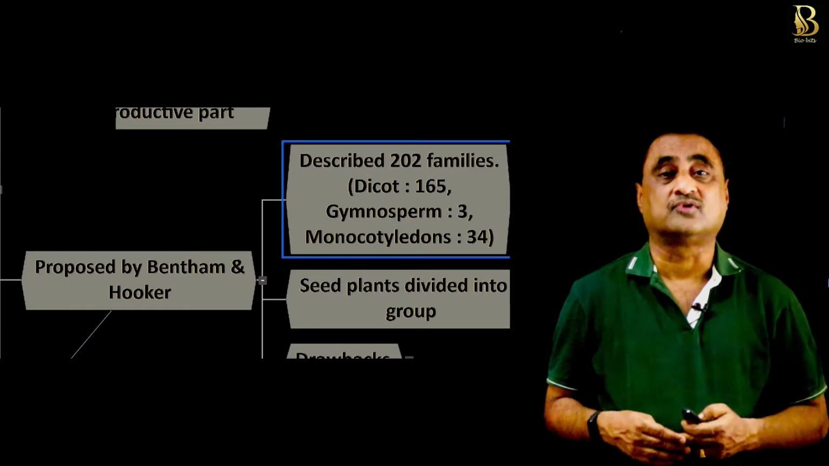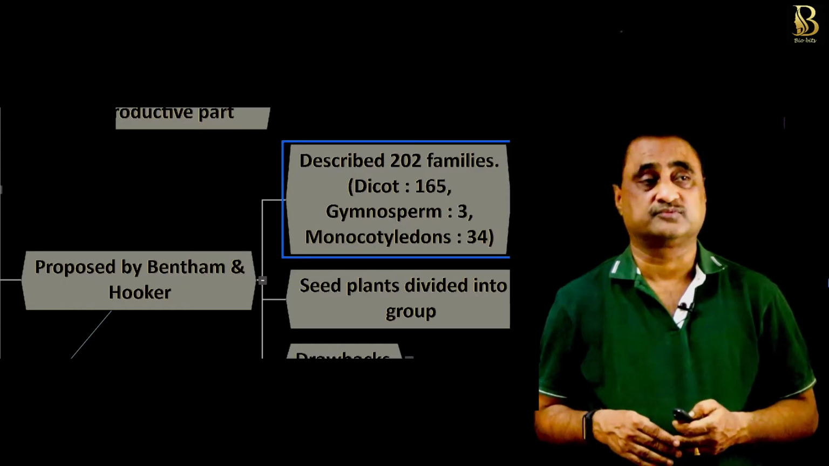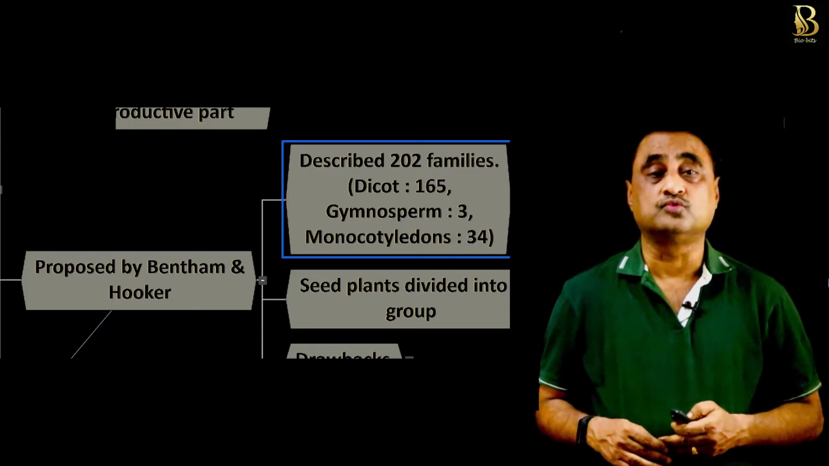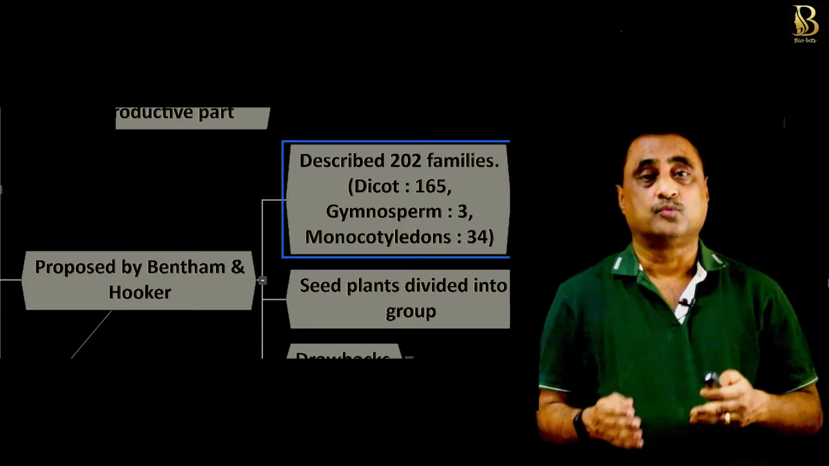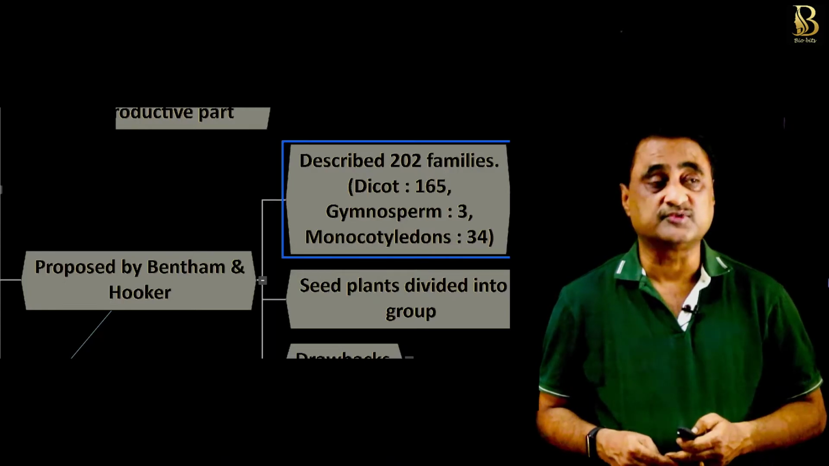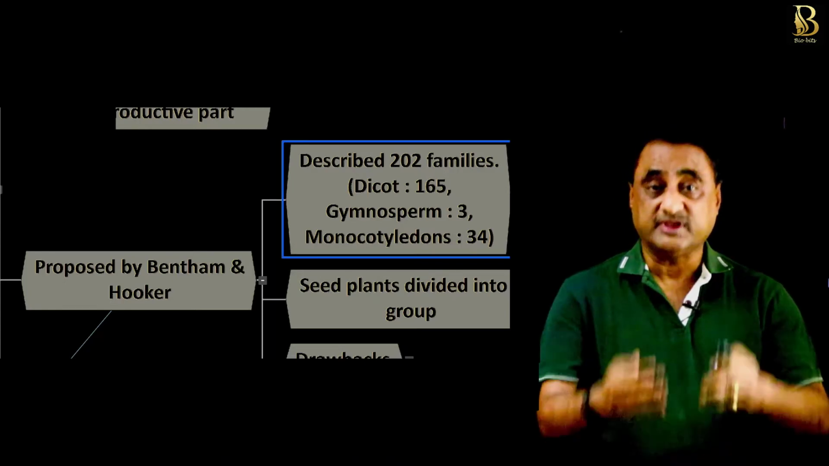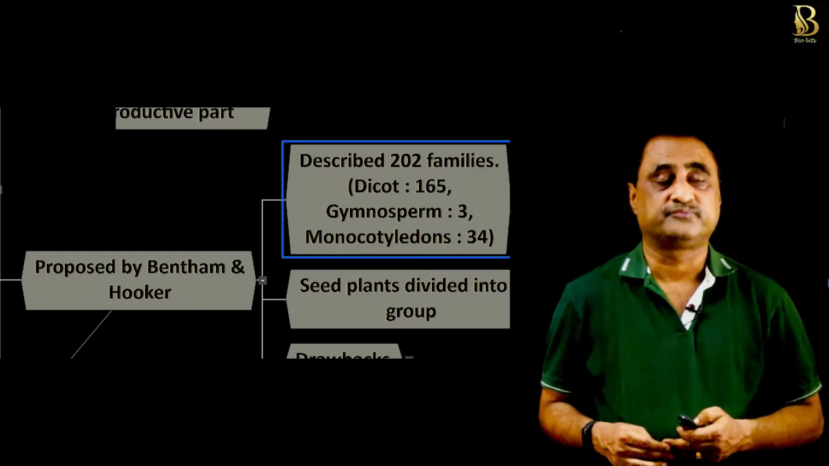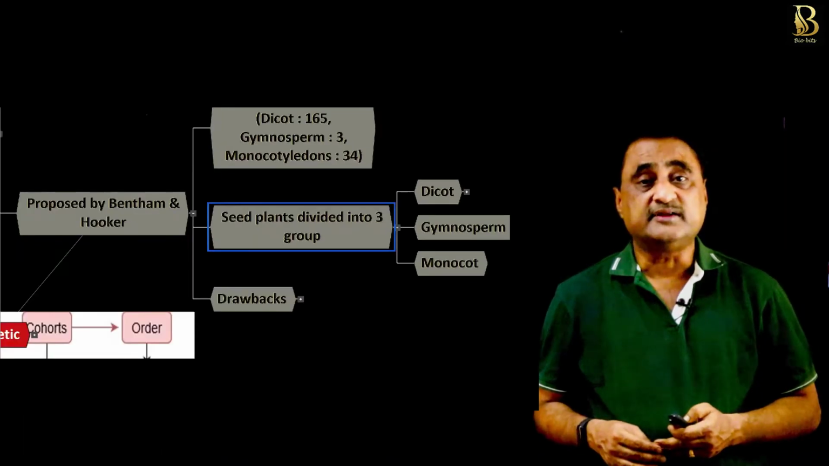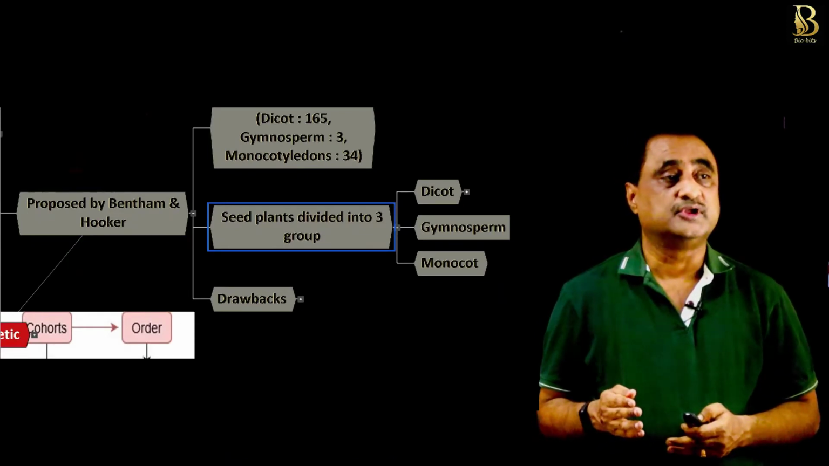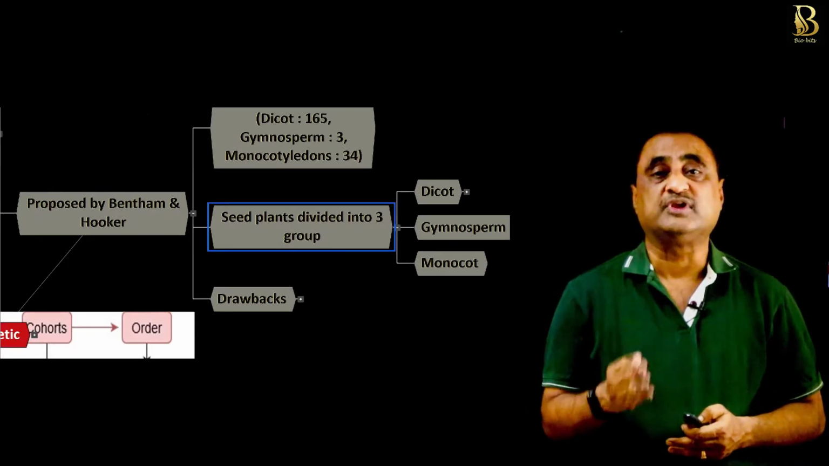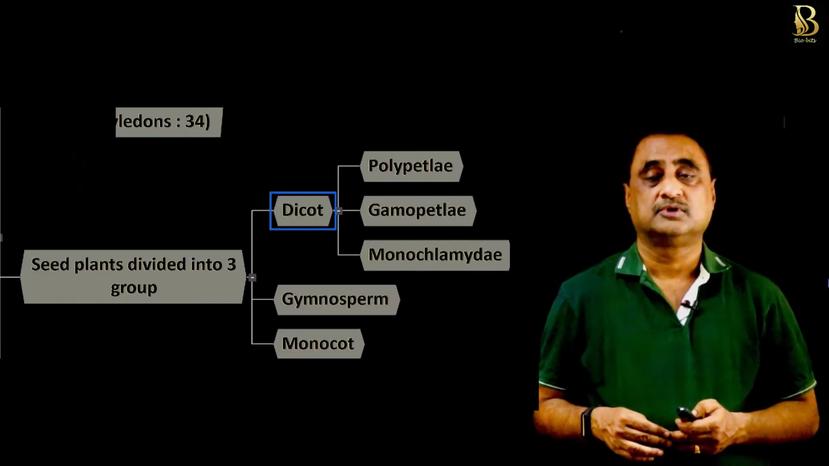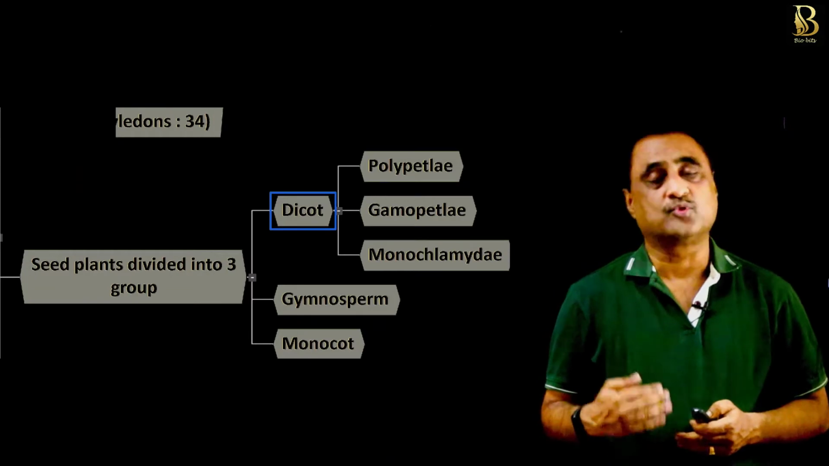So let's talk about the main points of the Bentham and Hooker system of classification. They altogether described 202 families, out of which 165 were dicot, 3 gymnosperms and 34 monocots. These were the families identified and classified by them. They divided seed plants into 3 groups: dicot, then gymnosperm and monocot.